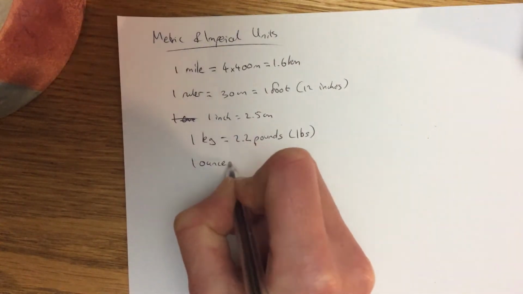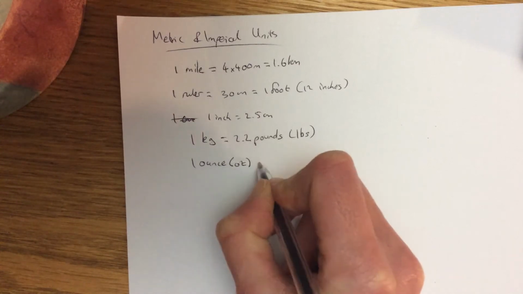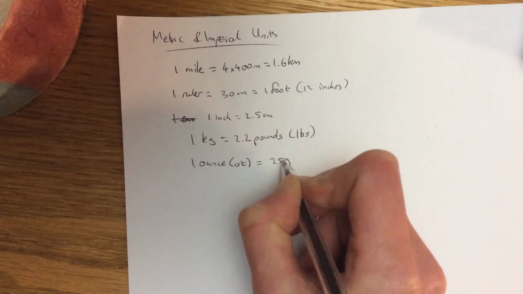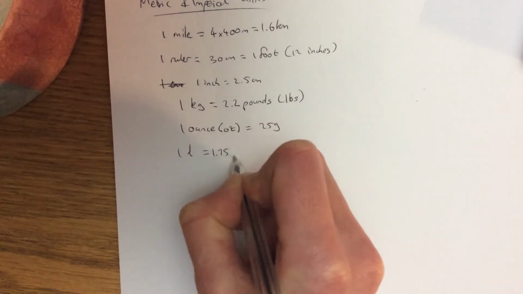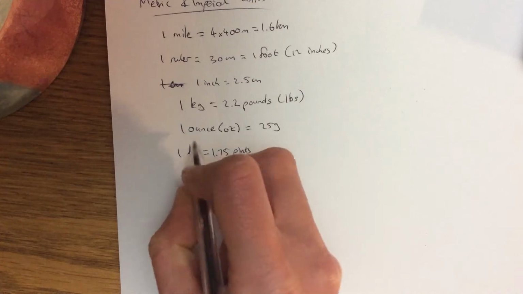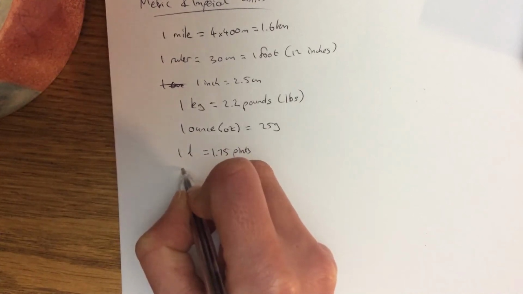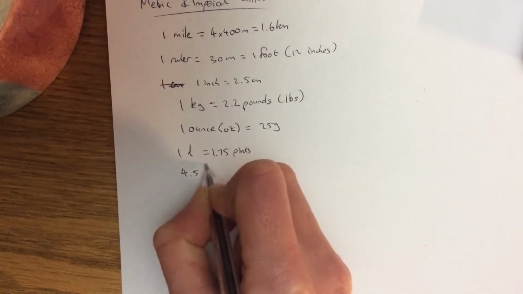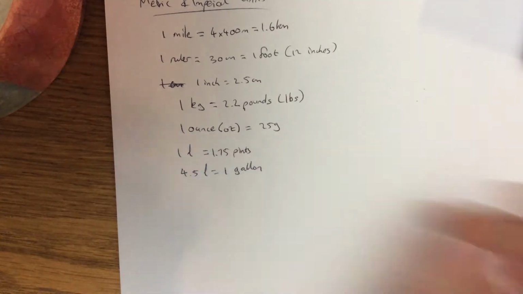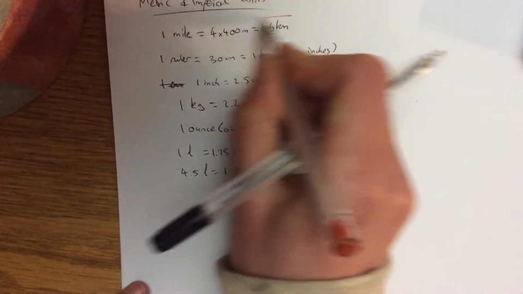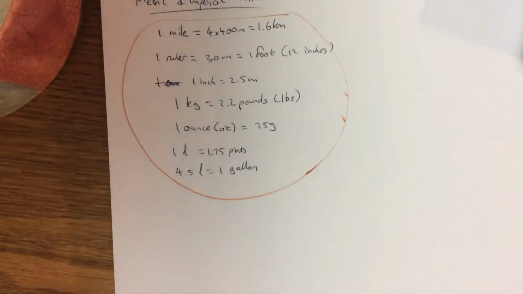1 ounce, and the abbreviation of that is OZ, is 25 grams. 1 litre is 1.75 pints. And 4.5 litres is 1 gallon. Now those would have to be learnt off, unfortunately. So we're going to do a few examples on these.